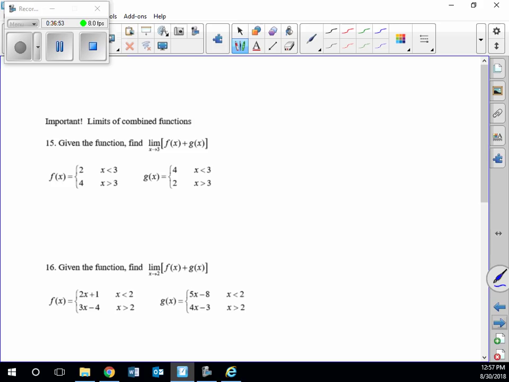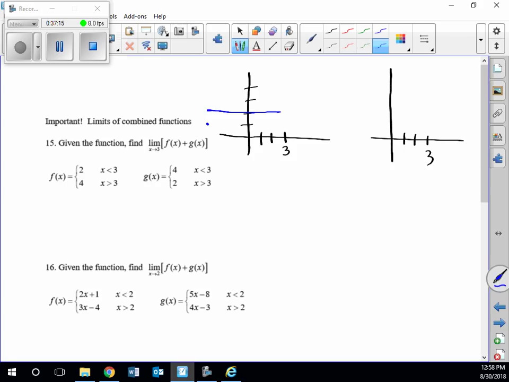So here we're given two piecewise functions. I can sketch them real quick. I'll sketch them individually. So here we're at 3, 1, 2, 3, and 1, 2, 3. F looks like, when x is less than 3, it looks like 2. So it looks like this, all the way up to 3. And we'll put a hole there because at 3 it's not defined. And then when x is bigger than 3, it looks like 4.